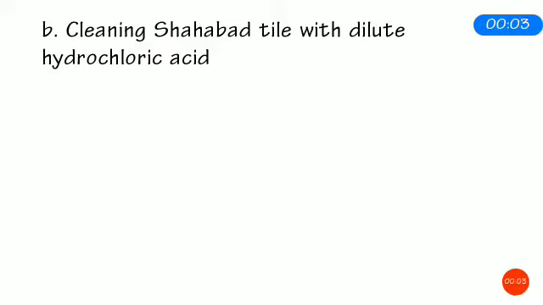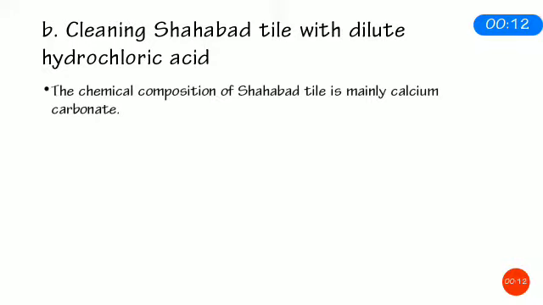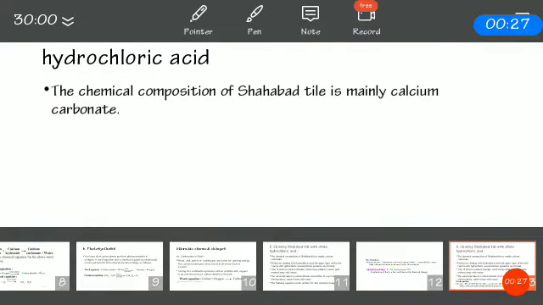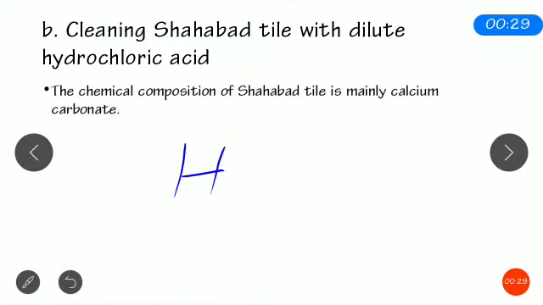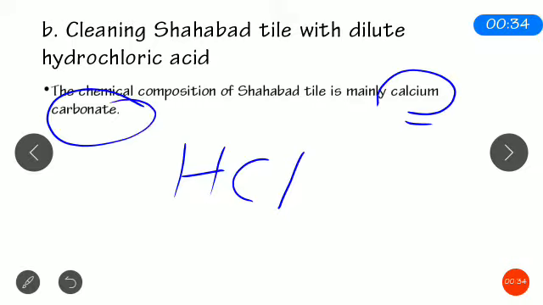Hello students, so we were doing this topic which is cleaning Shahabad tile with dilute hydrochloric acid. Let us again go through the first point, which was the chemical composition of Shahabad tile is mainly calcium carbonate. So it is Ca, and carbonate is CO3, CaCO3. We know the name itself says it is HCl, right? And you have calcium carbonate. So that will be total altogether.